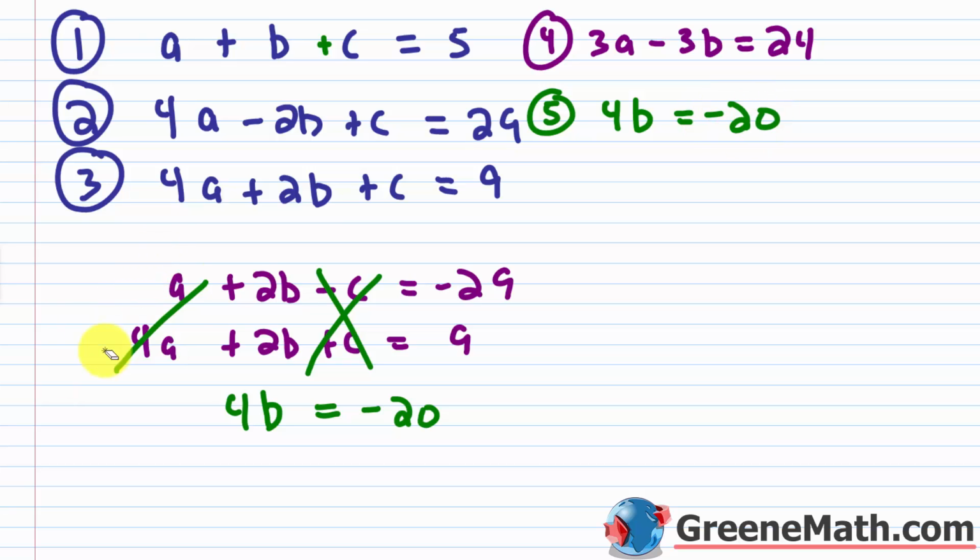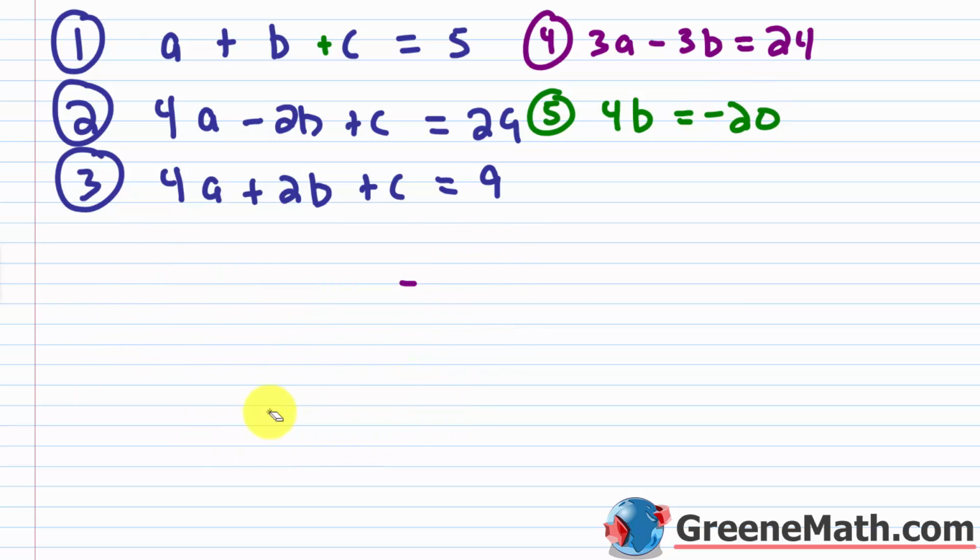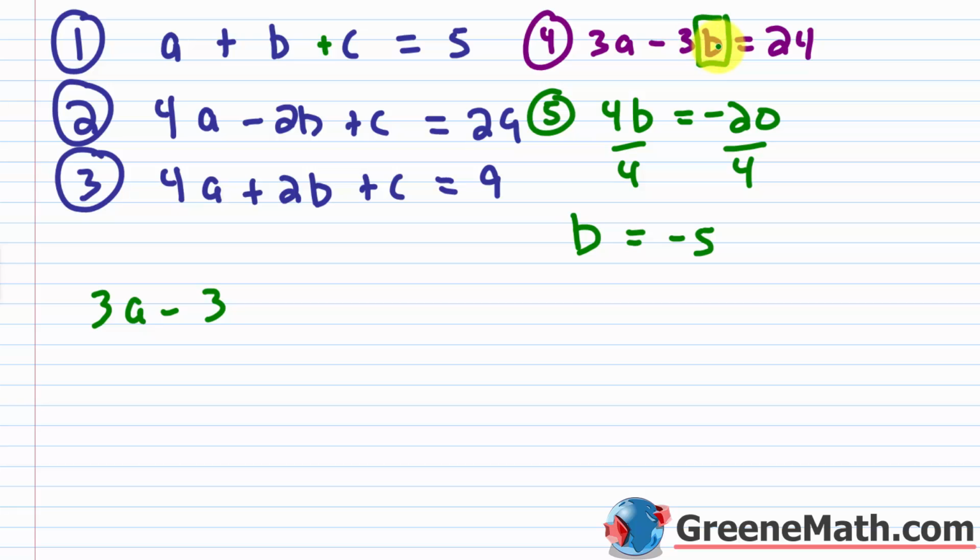And let me erase this real quick. This one just happens to be much easier to work with. If I divide both sides by 4, I find that b is equal to negative 5. So I've already got one value. B is negative 5. I can plug that back in here in equation 4, and I can figure out what a is. So I would have 3a minus 3 times, plug in a negative 5 for b. So plug in a negative 5 there.